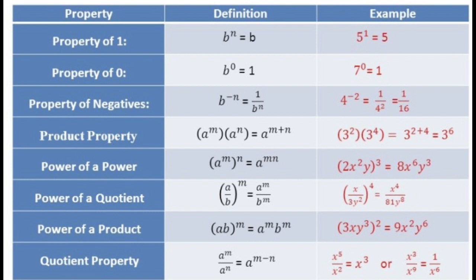You're just cubing 2, so you get that 8. And then you're just cubing y, so that's why you have that y cubed at the end there.